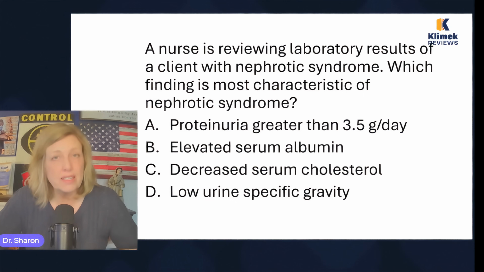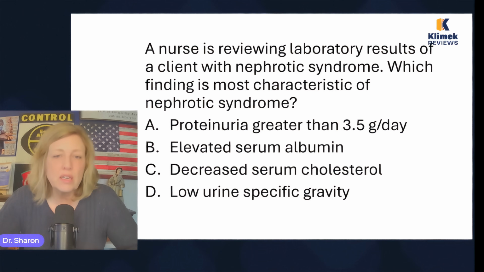It's often seen in children as a genetic component, and it can be in adults for various reasons, from damage due to the kidneys. Which finding is most characteristic of nephrotic syndrome? So nephrotic syndrome is where we lose albumin. There's a lot of swelling. There's protein in the urine, albumin in the urine, low serum albumin, frothy urine or foamy urine.